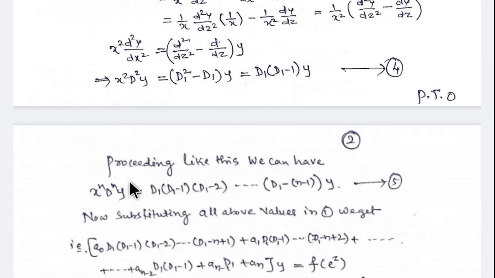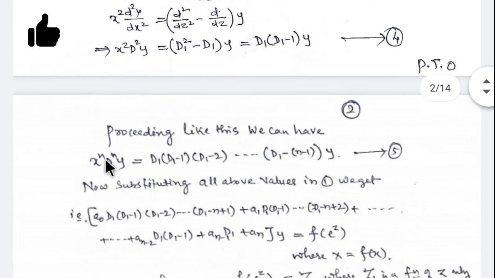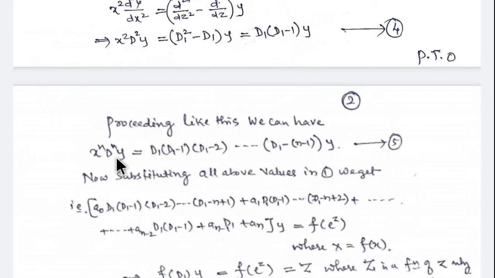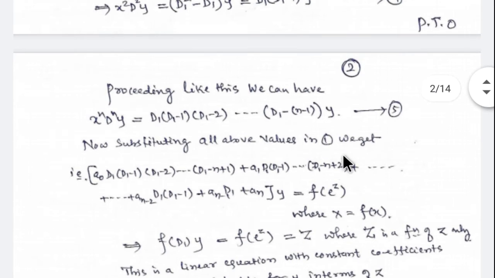Proceeding in this way, by seeing the above, we can write the general nature: x raised to n into Dn y equals D1 into bracket D1 minus 1 into bracket D1 minus 2, and so on, up to D1 minus n minus 1 into y. When second order, the last factor is 1 less, so for nth order it is D1 minus n minus 1. This is equation 5.